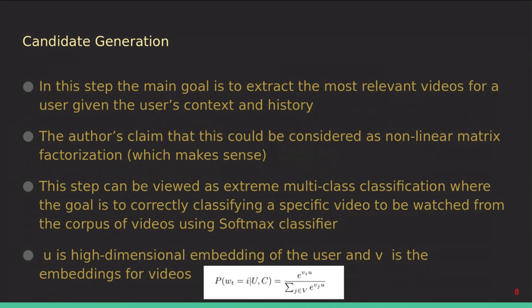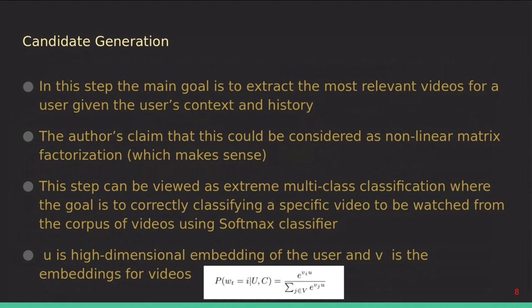So what they do here is it's considered to be an extreme multi-class classification. Basically each video is considered to be a class by itself. I'm trying to predict which class, or which video, a given user is going to be watching next, right? So that's why it's multi-class classification. And we have millions of videos, so we have millions of classes. I'm pretty sure most of you know how painful that part will be.